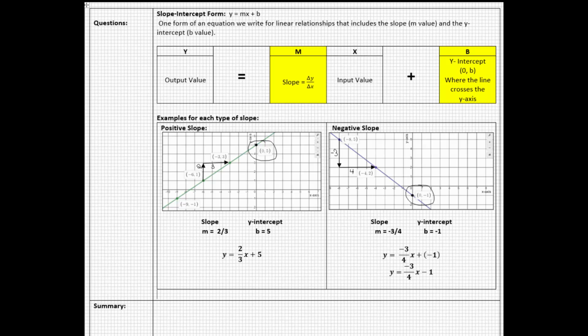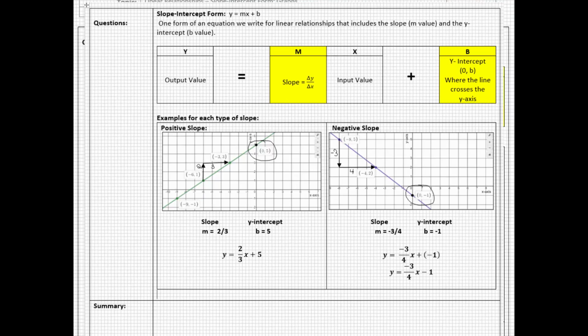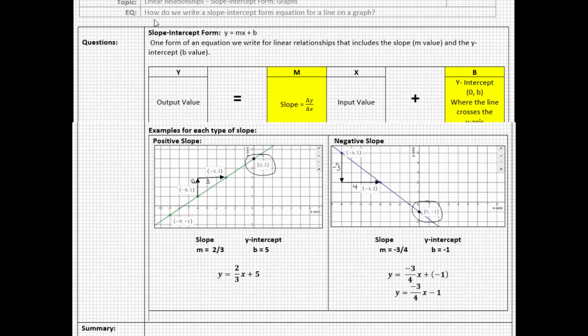So this is going to conclude our video. At this point, the last thing to do is for you to write a summary of the notes by answering our essential question from the beginning of our video. How do we write a slope-intercept form equation for a line on a graph? And we'll continue to practice this in class.